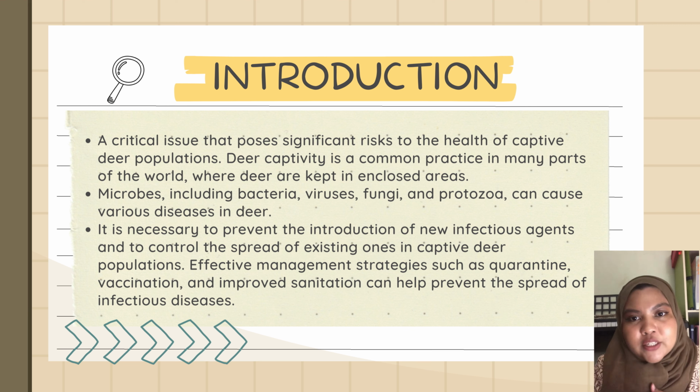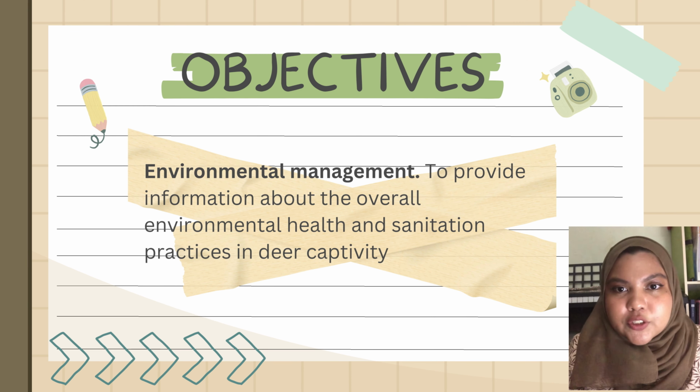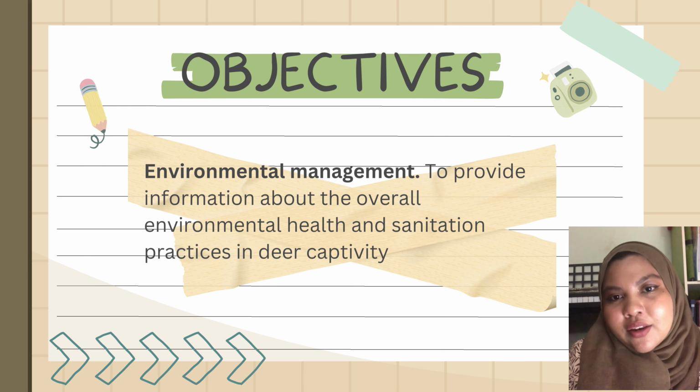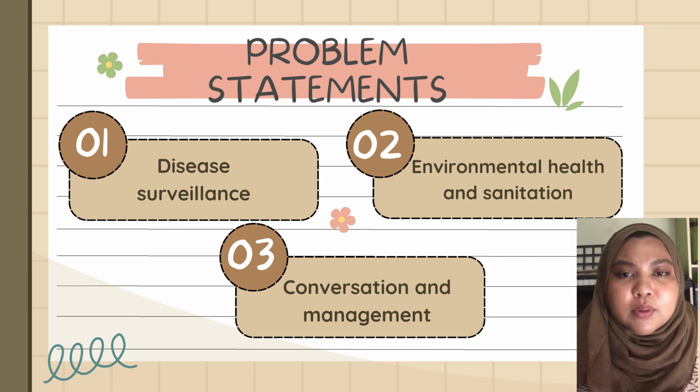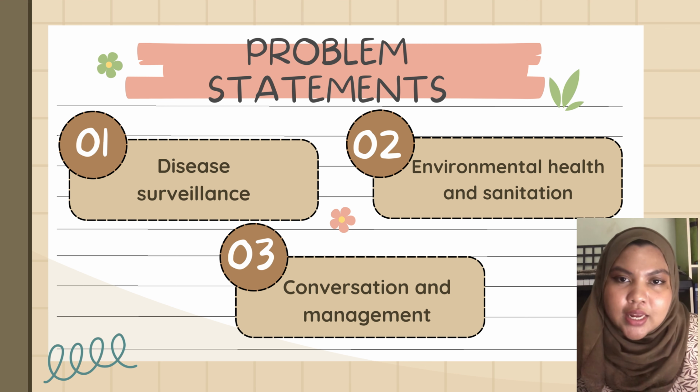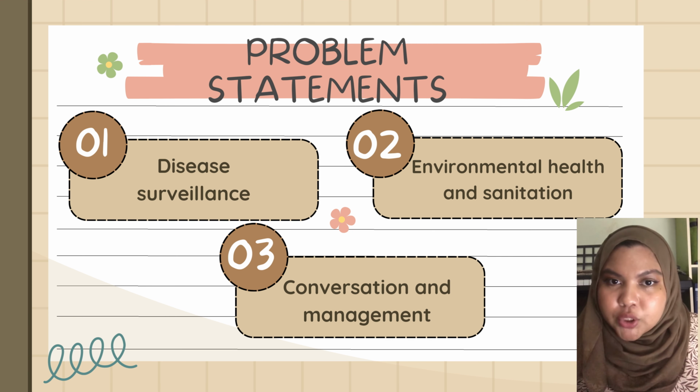of control measures. So this is the objective of this research, which is environmental management. This is to provide information about the overall environmental health and sanitation practices in deer captivity. There are three problem statements included, which are disease surveillance, environmental health and sanitation, and lastly conservation and management.